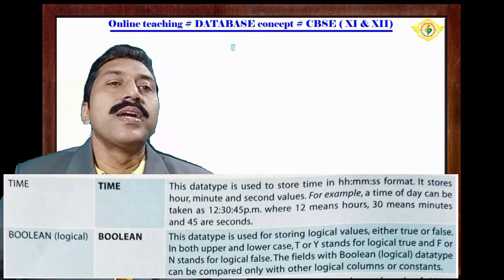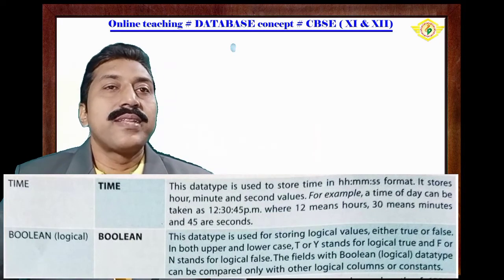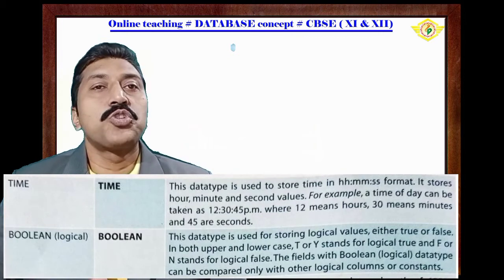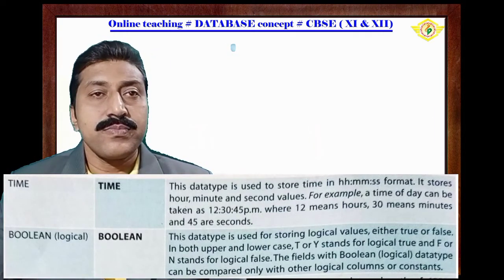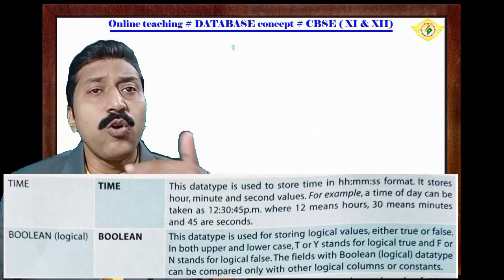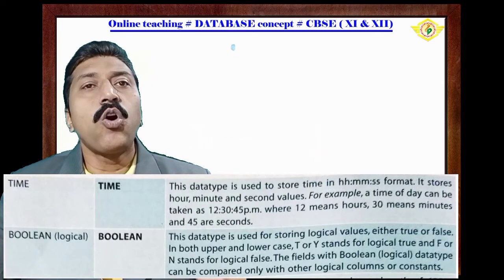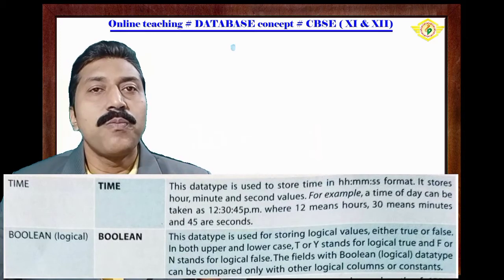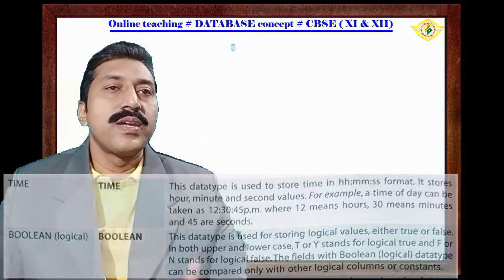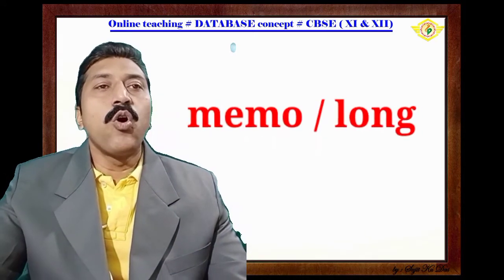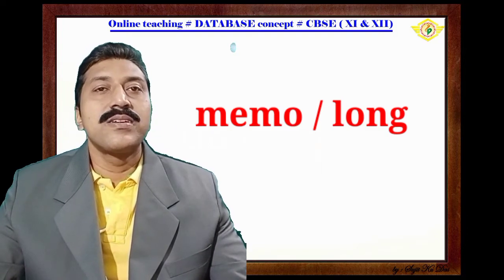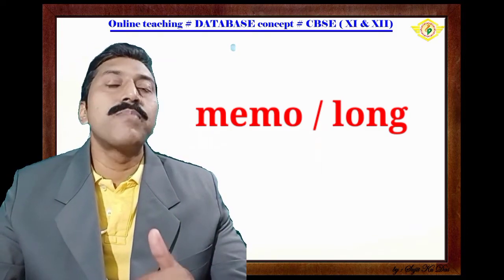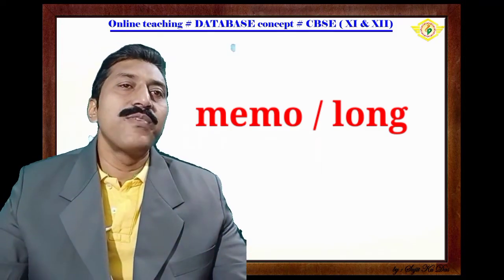Next is the Boolean type, and this type is used for storing logical values, either true or false, in both upper and lower case. T or Y stands for logical true, F and N stands for logical false. Next is memo or long. This type allows storing characters up to 2 GB per record, meaning more data we can store in case of memo or long.